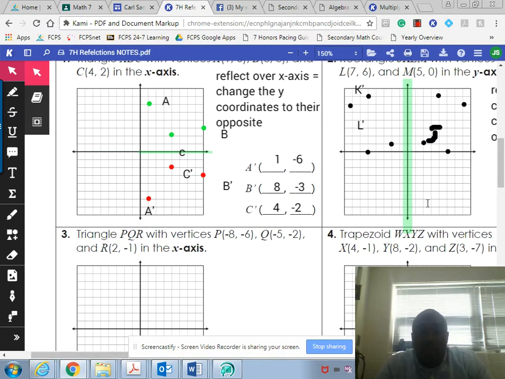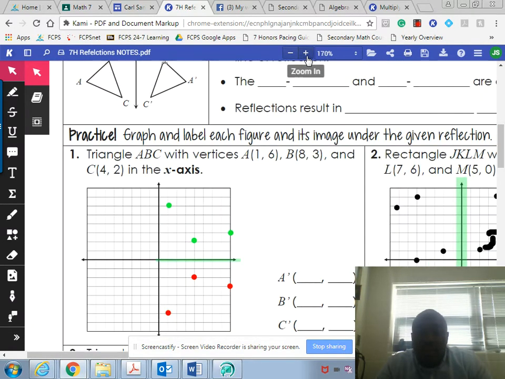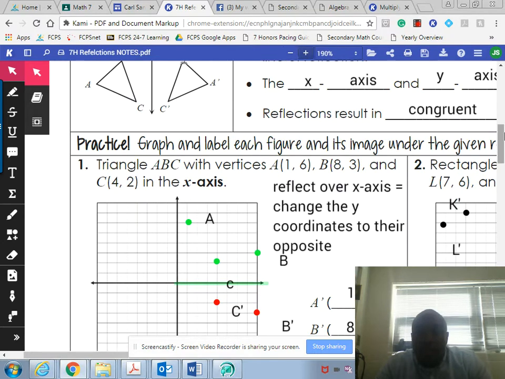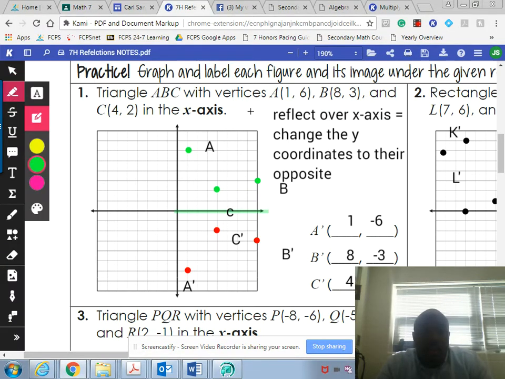I'm going to zoom in for number one so that you all can see very closely exactly what's going on. It says triangle ABC with vertices A at 1, 6, B at 8, 3, and C at 4, 2 is reflected across the x-axis. That's the reason why the x-axis is bold right here. They want you to reflect it across the x-axis.